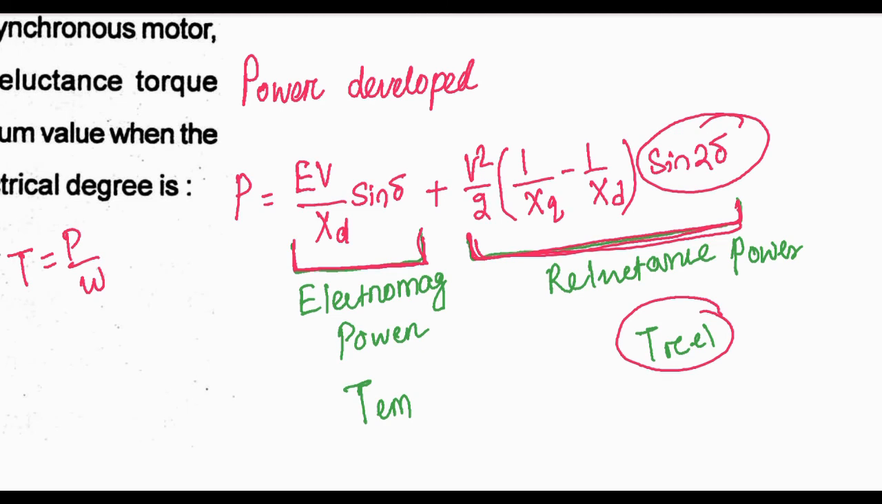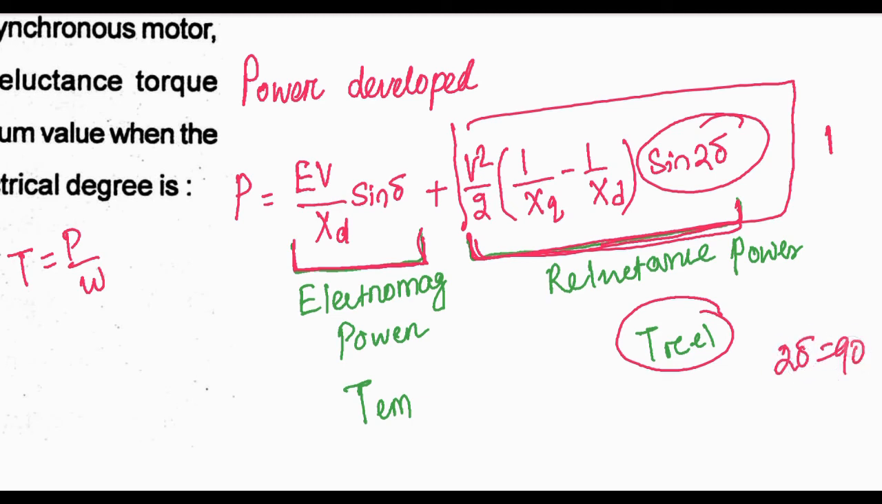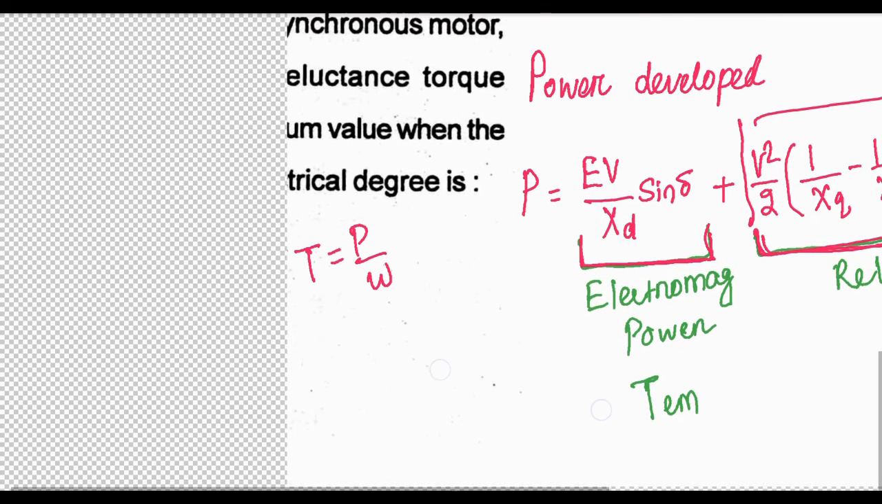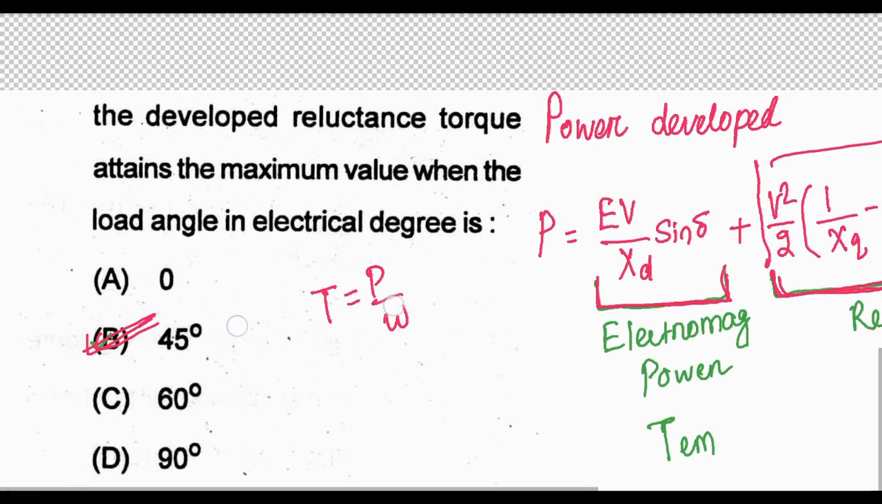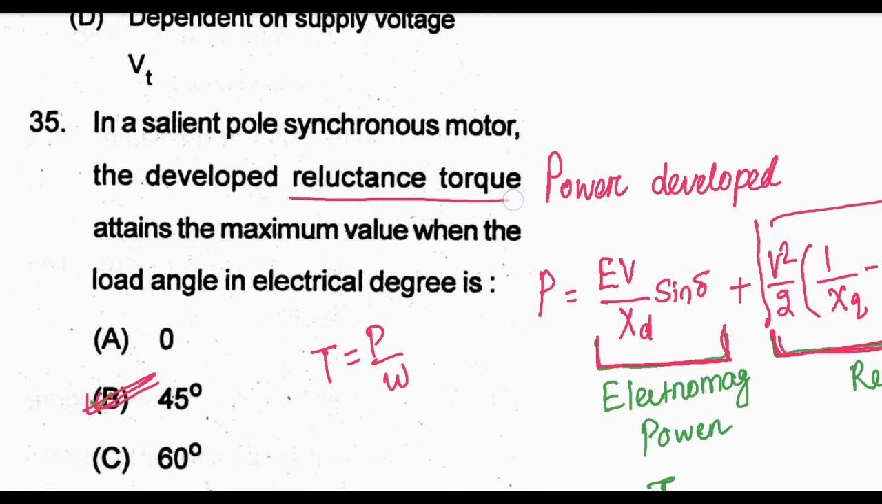Then this whole term will be highest when sin 2 delta is 1, because sin has a value from -1 to +1. When sin is 1, 2 delta will be 90 degrees and delta will be 45 degrees. When delta is 45 degrees, this will be high, so reluctance torque will be high. Reluctance torque attains the maximum value at a load angle of 45 degrees. Next question is question number 36.